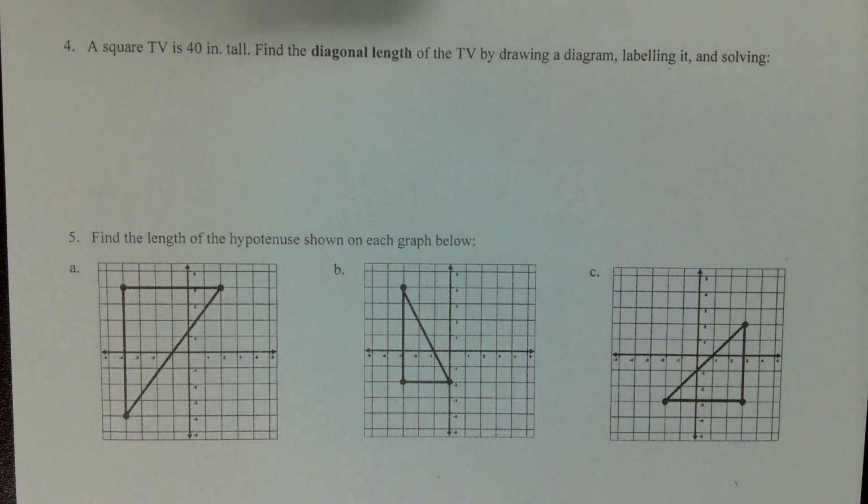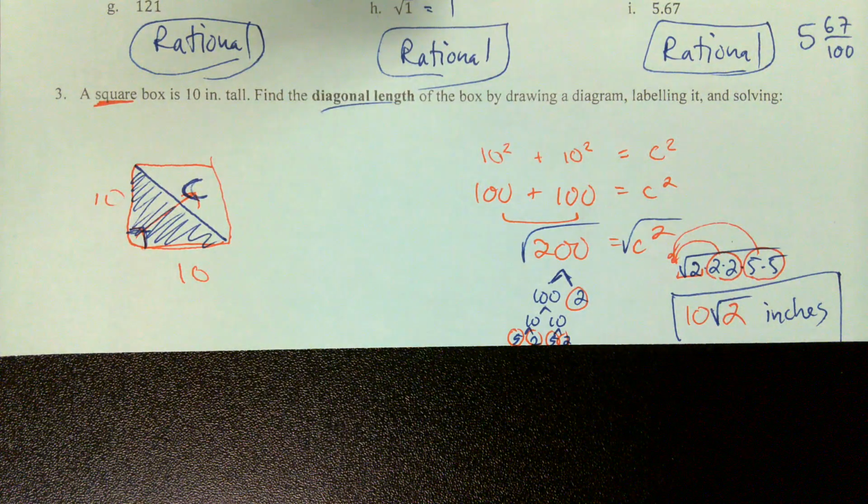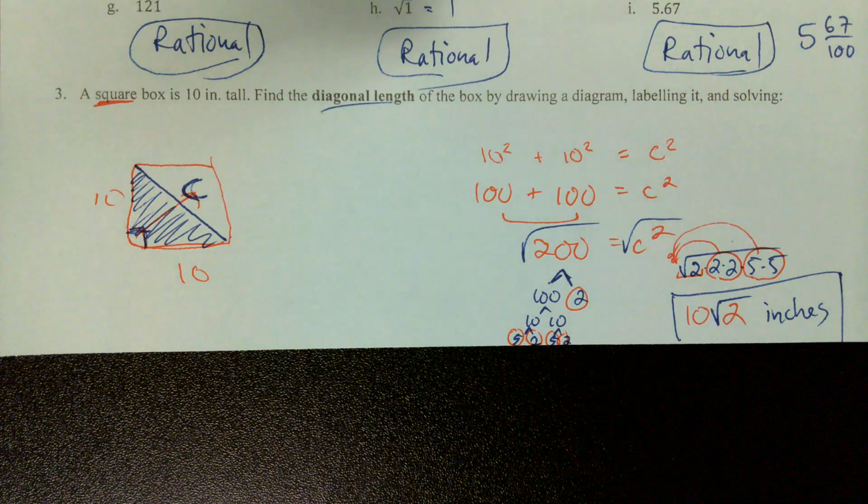160. 40 times 40? Oh, yeah. That's what you said. Throw an extra 0 on there. 40 squared? Yeah, 1600. Give that a try, number 4.